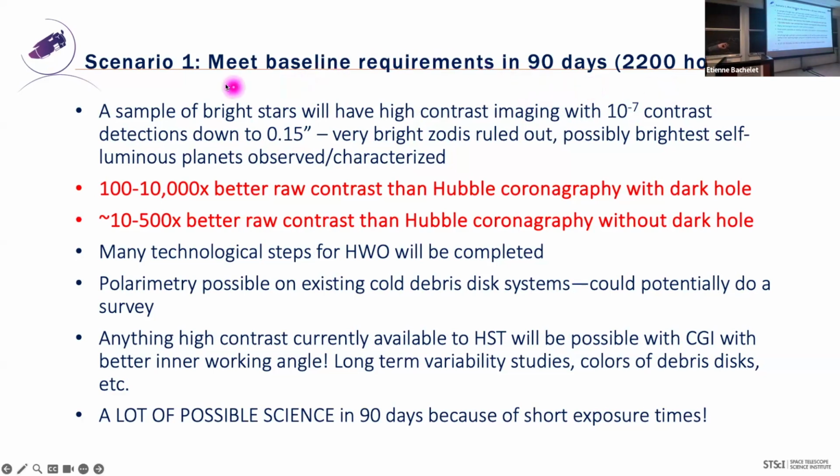So what would that look like? Okay, well, we'd have some bright stars that get down to about 10 to the minus 7 contrast in our inner working angle. And so we could rule a few things out for these nearby stars, like very bright zodies, and maybe we could see some self-luminous planets. But the thing to keep in mind is we're still 100 to 10,000 times better raw contrast than Hubble coronagraphy with a dark hole, and 10 to 500 times better raw contrast than Hubble coronagraphy without a dark hole. So even if you're not doing the highest contrast possible, you're still doing way better than what Hubble can do now.